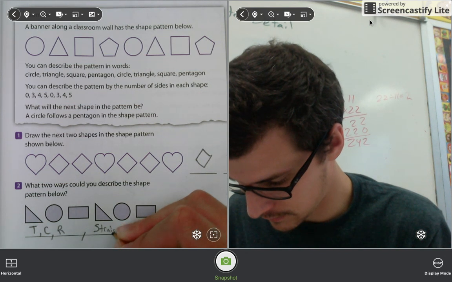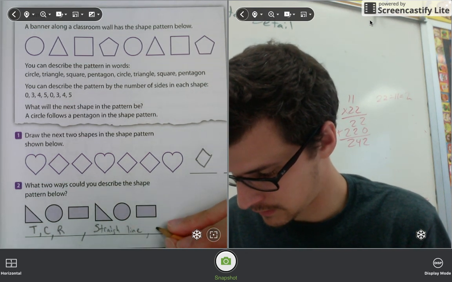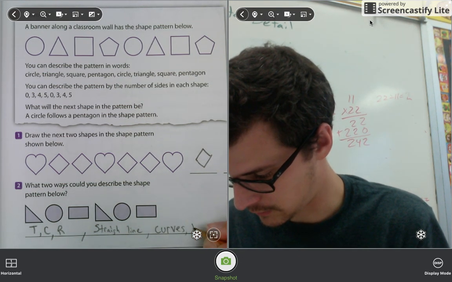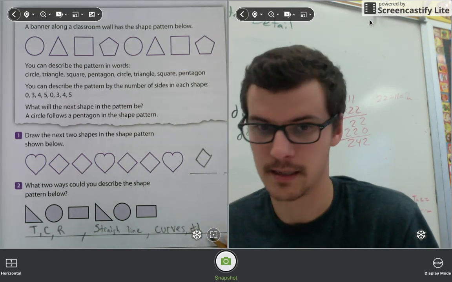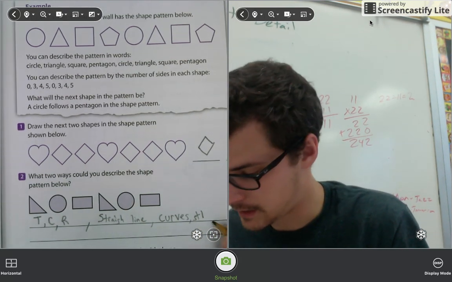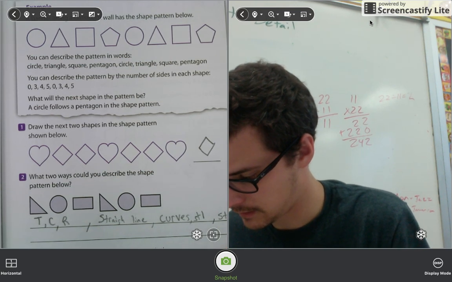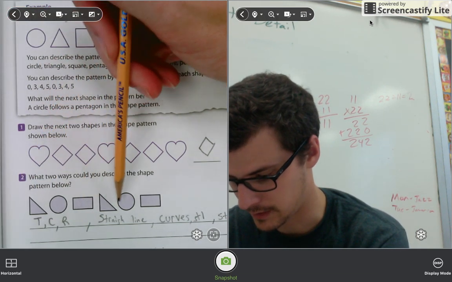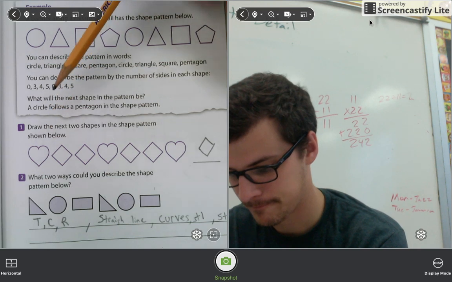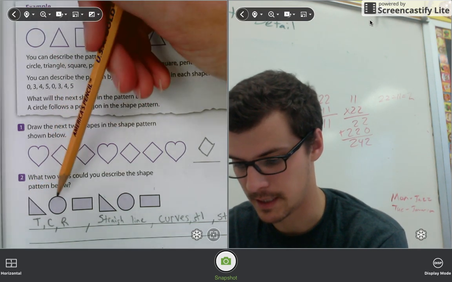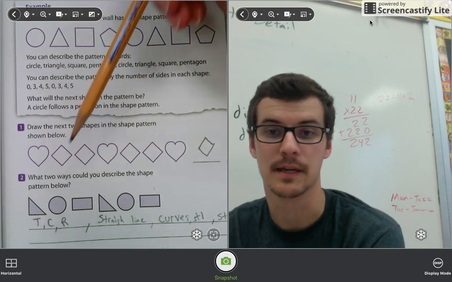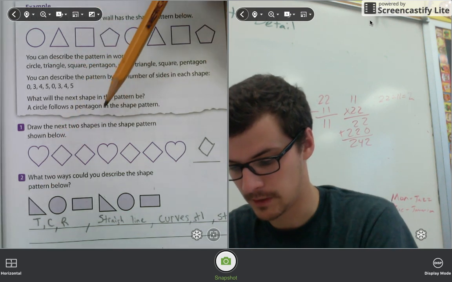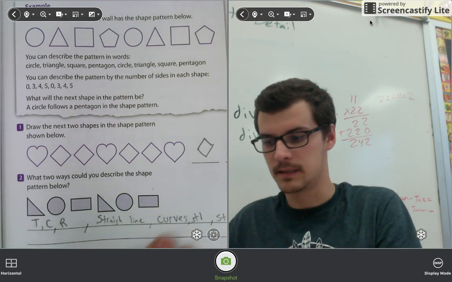Straight line, curve, straight line, curve, straight line. Because the triangle is made up of just straight lines, a circle is made up of zero straight lines. So you can almost say straight line, no straight lines. Straight line, no straight lines. Either one of those would work there. All right, let's look at some other problems.